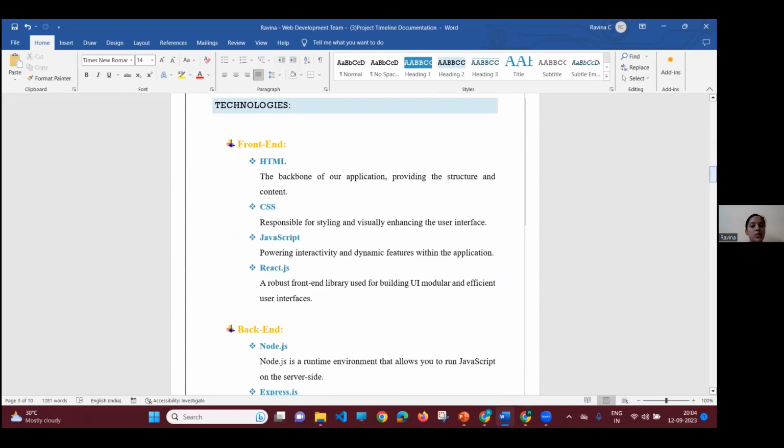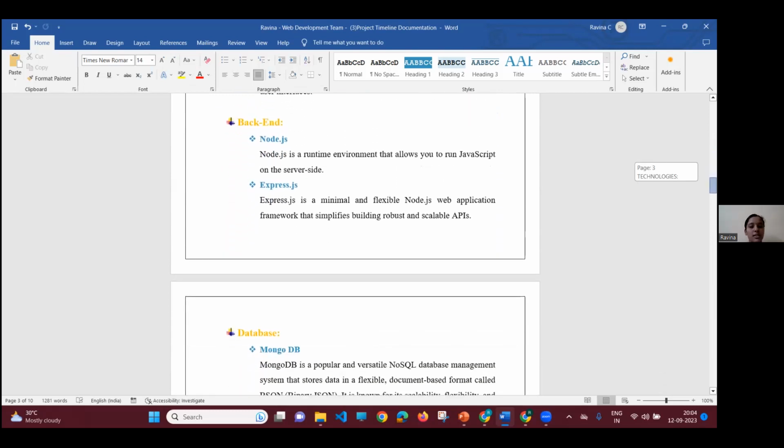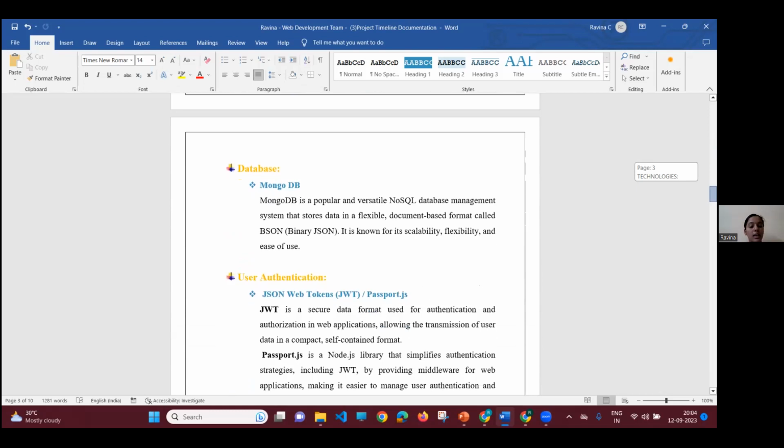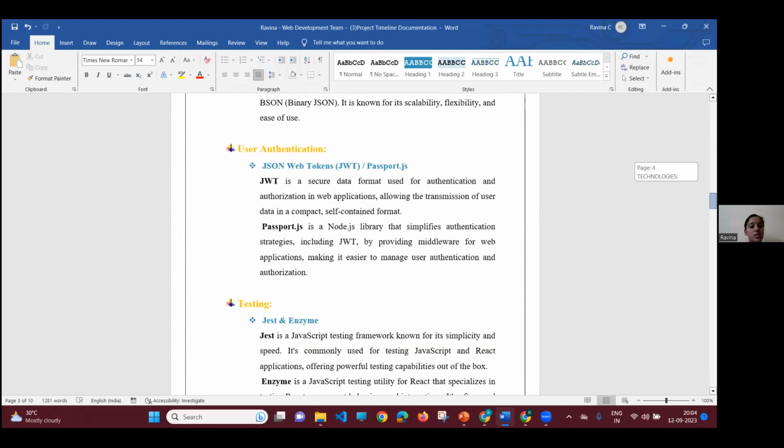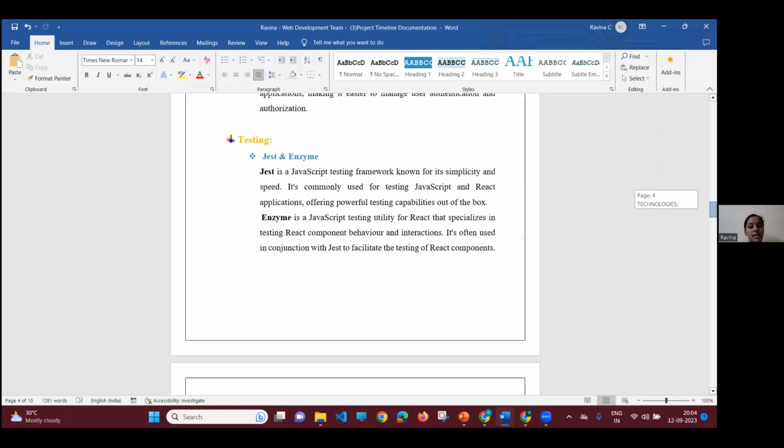So the technologies used: for front-end, HTML, CSS, JavaScript, and React.js. For backend, Node.js and Express.js. For database, MongoDB. User authentication is done by JSON Web Tokens and Passport.js. For testing, Jest and Enzyme, where Jest is for unit testing, and Enzyme is specially made for React that complements the Jest behavior to write tests especially for React UI elements.